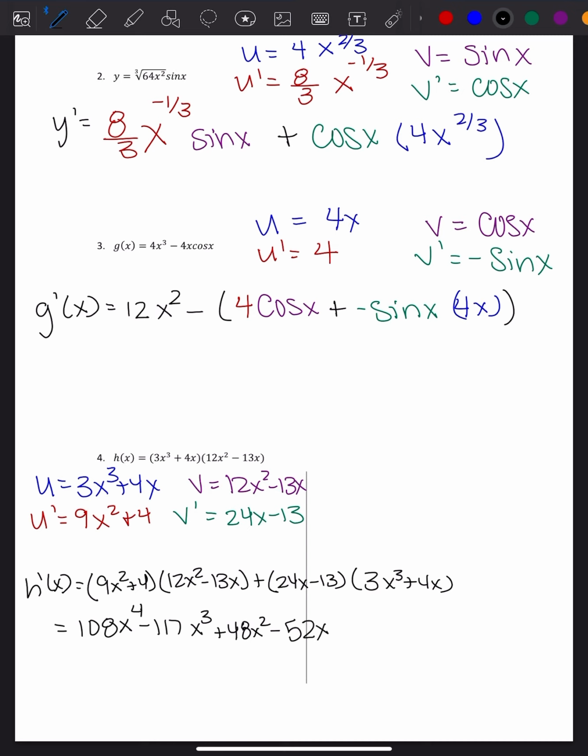There's not really a lot we can simplify here, so we're going to go ahead and add in this other piece. So we have 24 times 3, so 72x to the 4th. 24 times 4, so 96x squared. We have 13 times 3 to give us 39x cubed, and this 13 times 4, so 52.